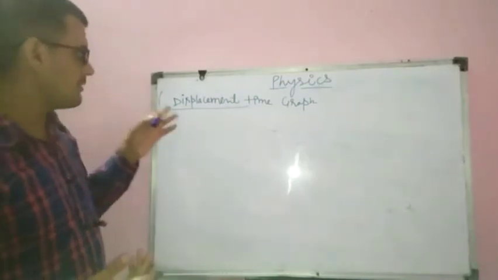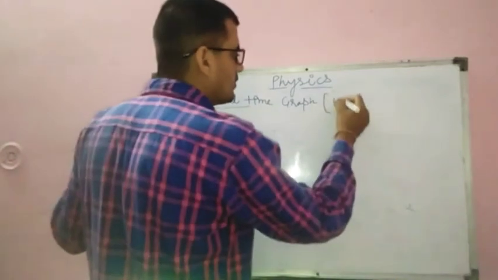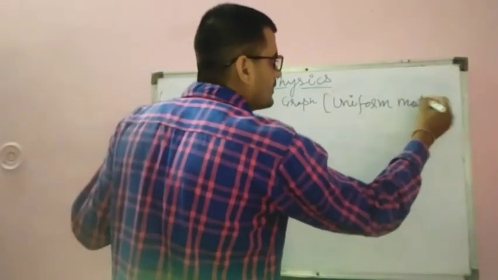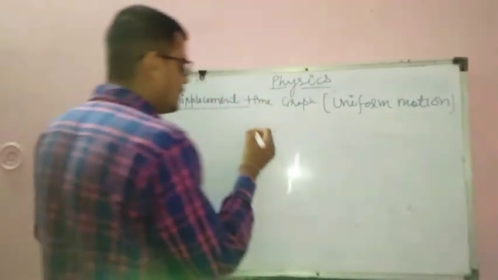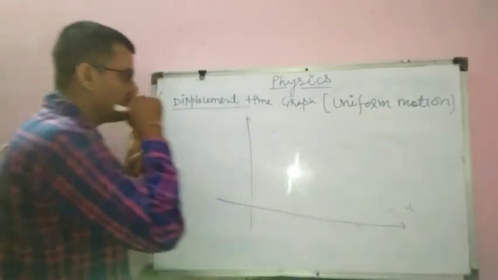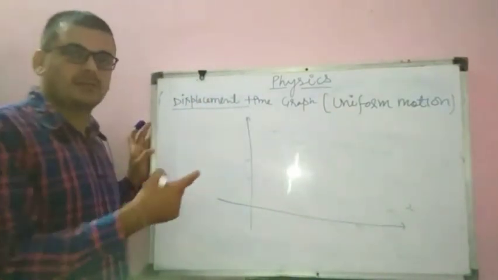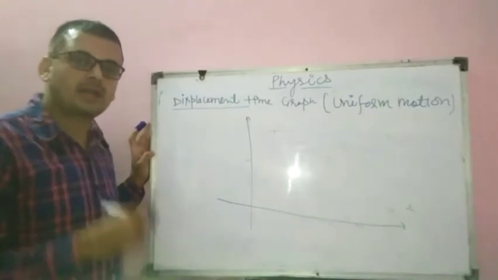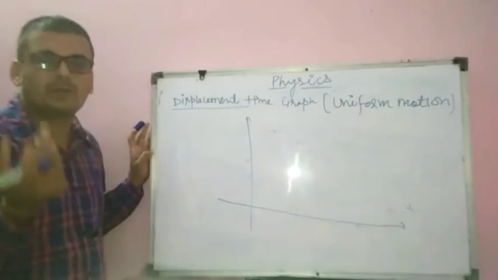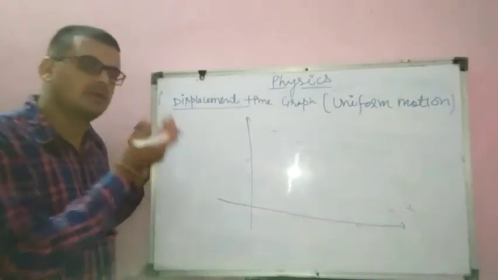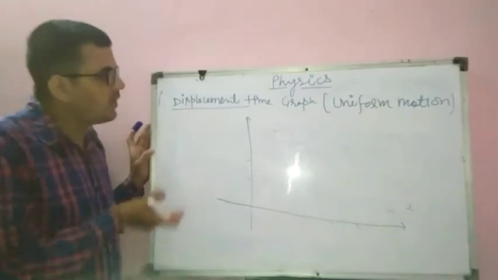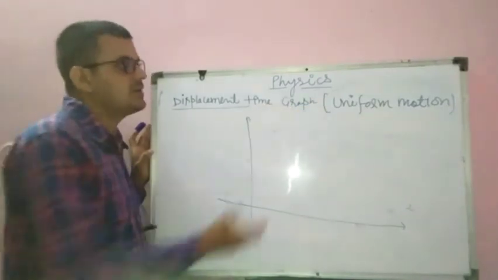So student, first we will discuss it for uniform motion. Displacement time graph for uniform motion means when a body travels equal displacement in equal intervals of time. So what will be the shape of the graph? Because we have already studied these terms in class 9th also. So student, I think you all know the shape of the graph in uniform motion.